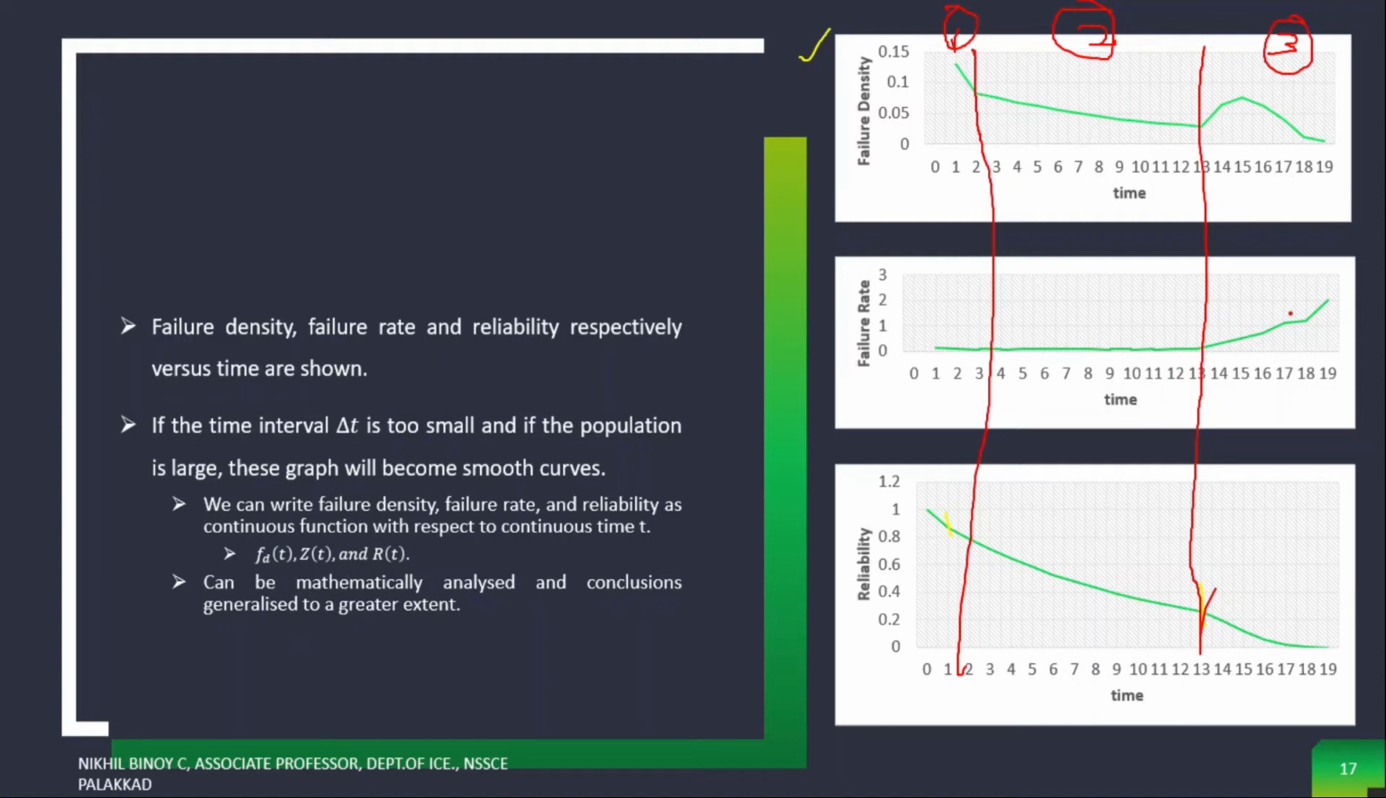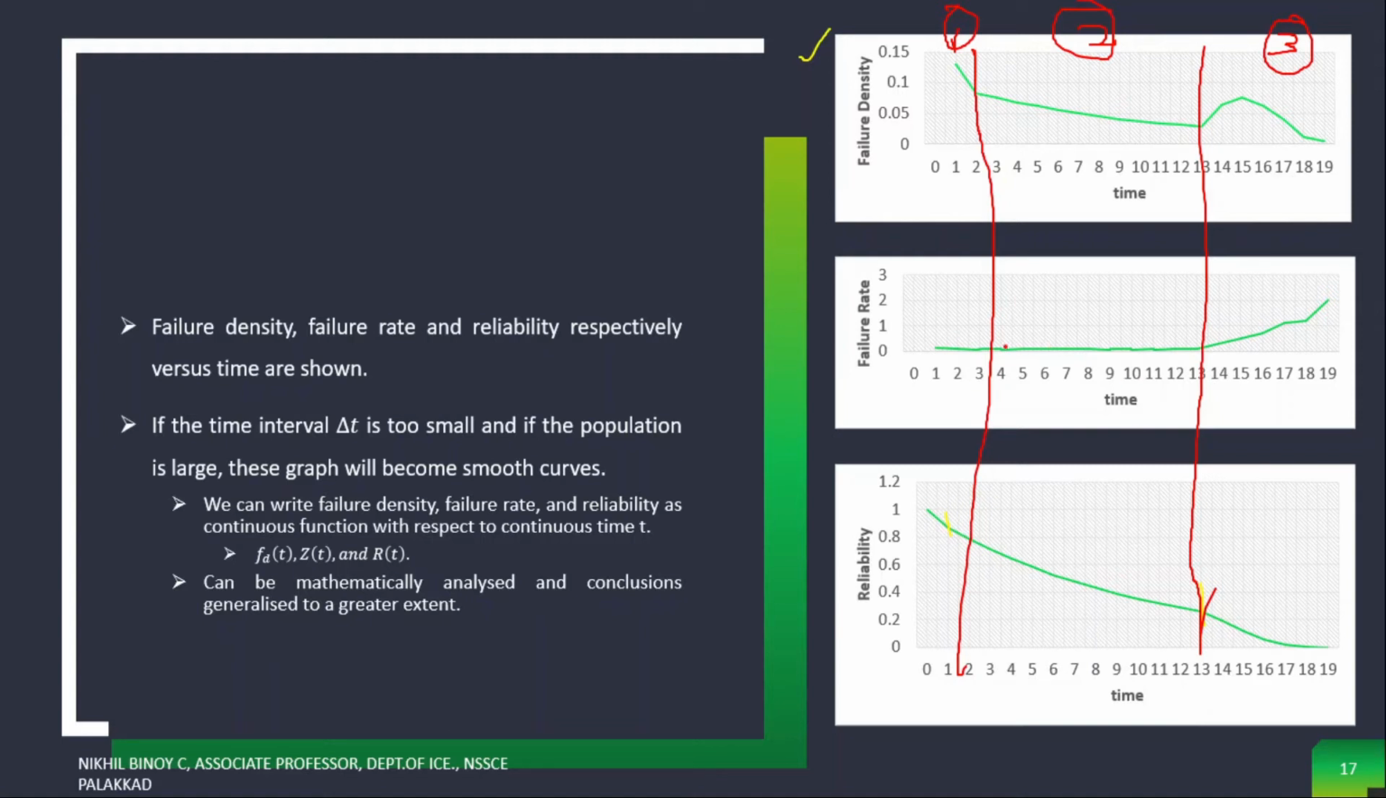And in the third zone, failure rate is increasing. Okay. So if failure rate is decreasing, what about failure density? Failure density is suddenly decreasing. And what about reliability? The slope of reliability is more here. If failure rate is decreasing, the slope of this one is more.